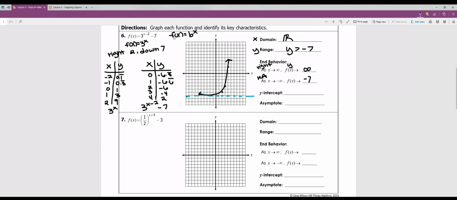And remember, y-intercept, that is when x is equal to 0. If I, in my calculator, plug in 0 for the function, 3 to the 0 minus 2, minus 7, I get 3 to the -2 power minus 7. And we know 3 to the -2 power is that 0.1 repeating, minus 7 gives me about -6.8 repeating. So my y-intercept is at 0, -6.8 repeating. And again, asymptote, we already drew that in. That is at y equals -7.